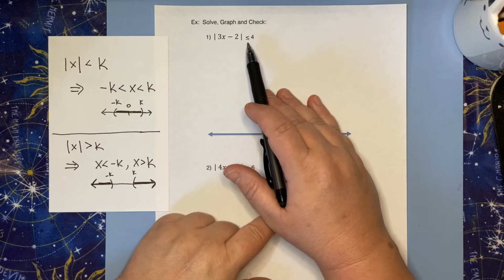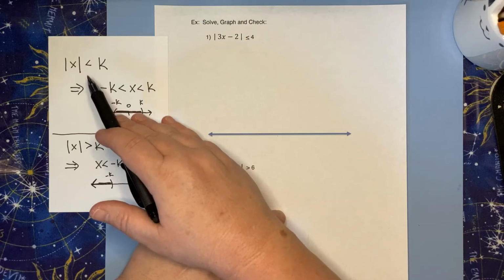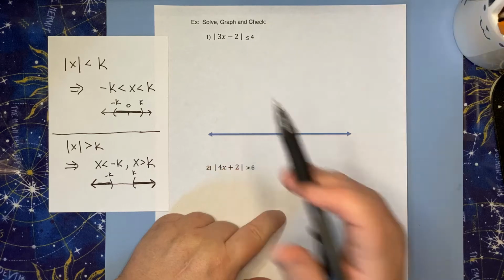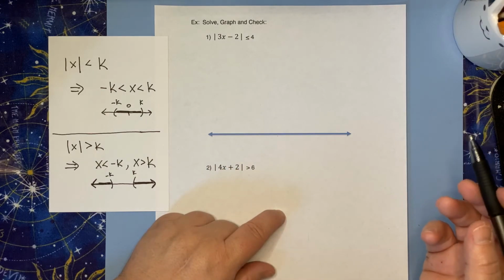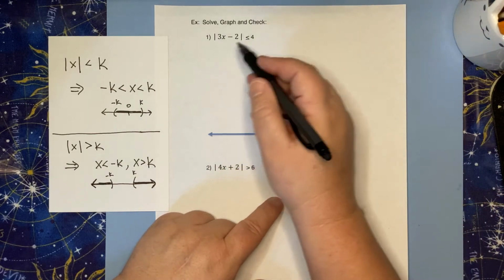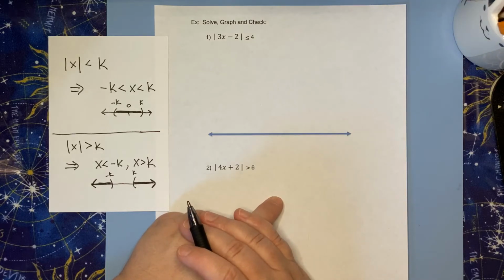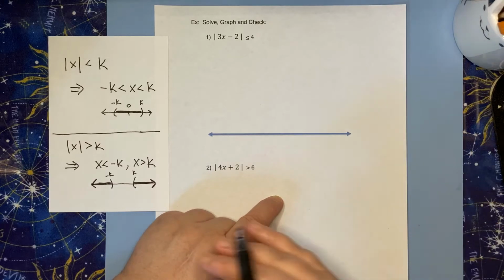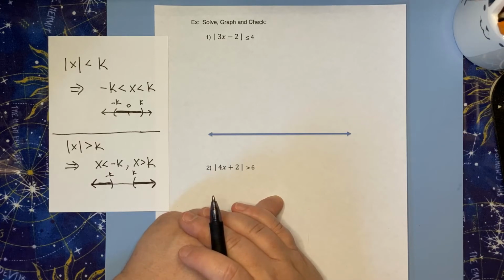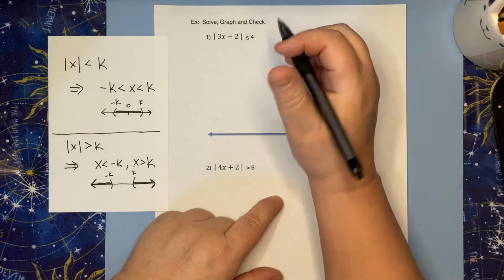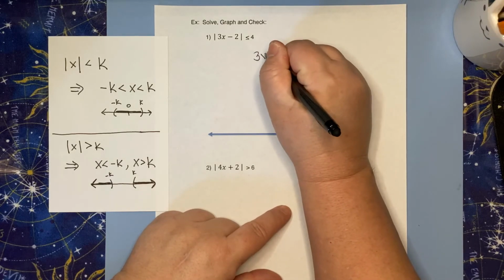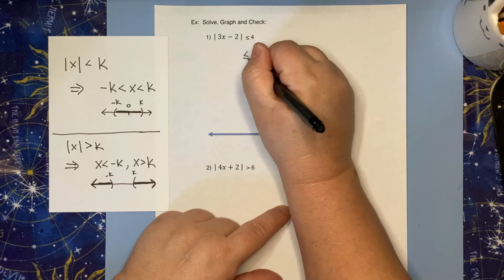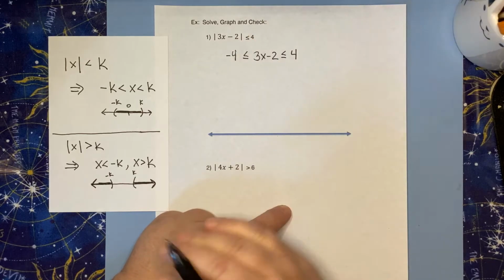This first one is a less than or equal to, so we're in the less than world. The less than world I personally think is a little easier. What you do, I don't actually break it into two pieces. I do it all as a single line. It's called a double inequality. Sometimes there are some other words for it, but what you do is you take the 3x minus 2 and you sandwich it in the middle of -4 and 4.